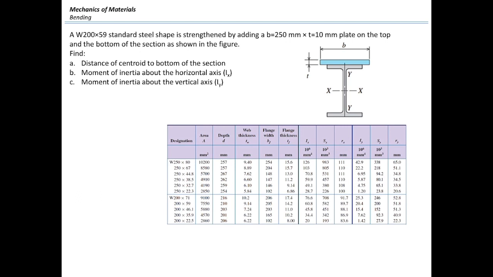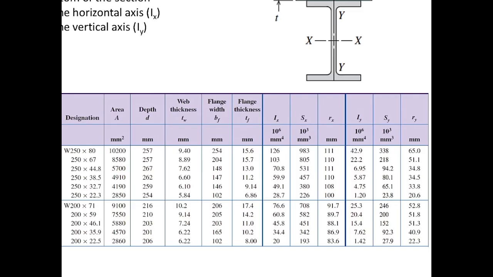Before moving on, there is one thing new here, and that is W200 by 59. What does it mean? This is one standard steel shape which is used in making buildings. So in the market, there are some standard shapes that you can go and purchase from. The properties for those shapes are already available. First of all, for each of those shapes, we can read different values.